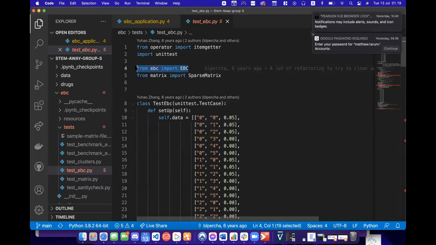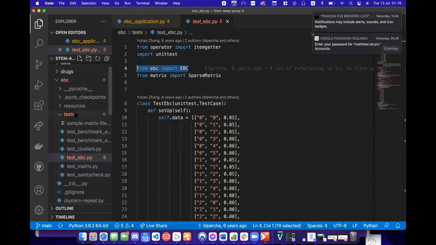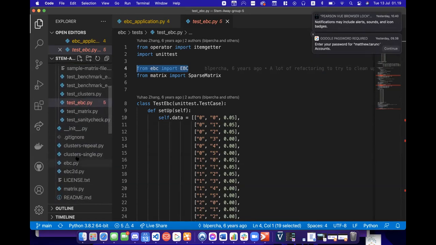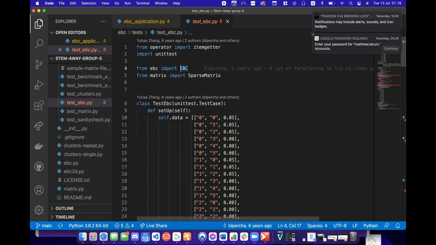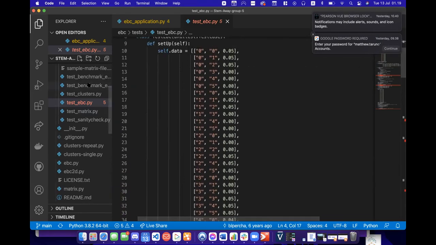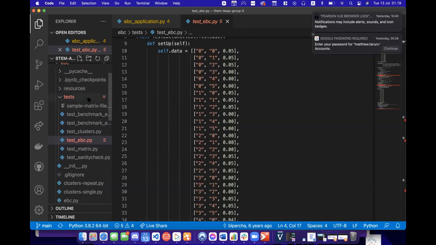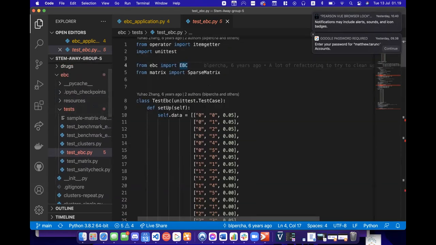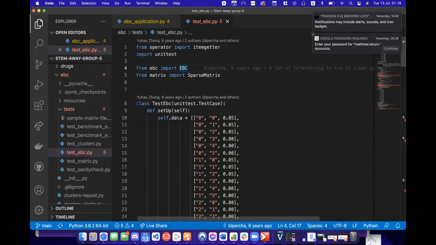How did they import EBC, even though they're in the forward directory? Because EBC is one level above it, right? Yes, if we scroll up. So they're just taking... So we're in the test directory, right? Yep. We're in the test directory.